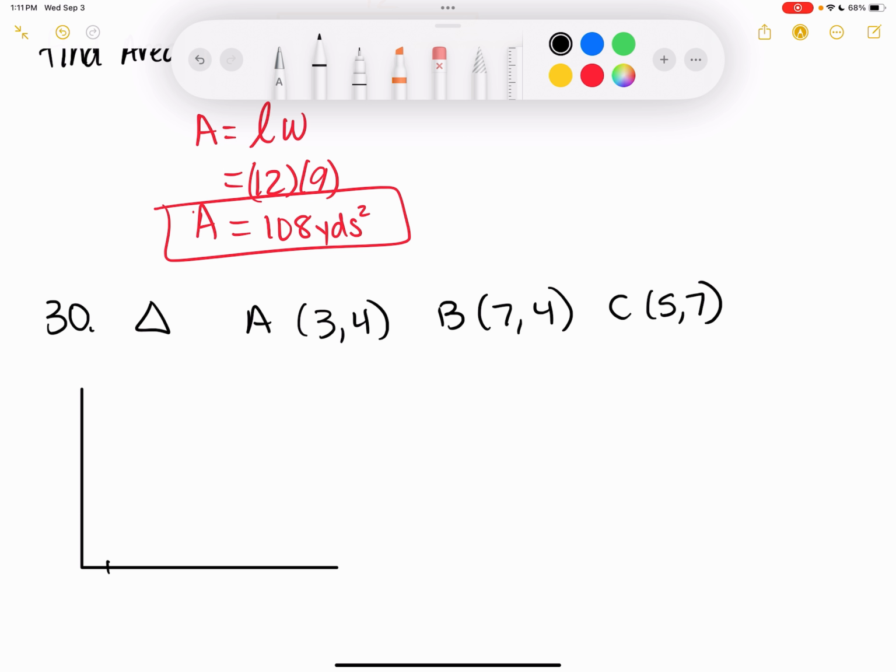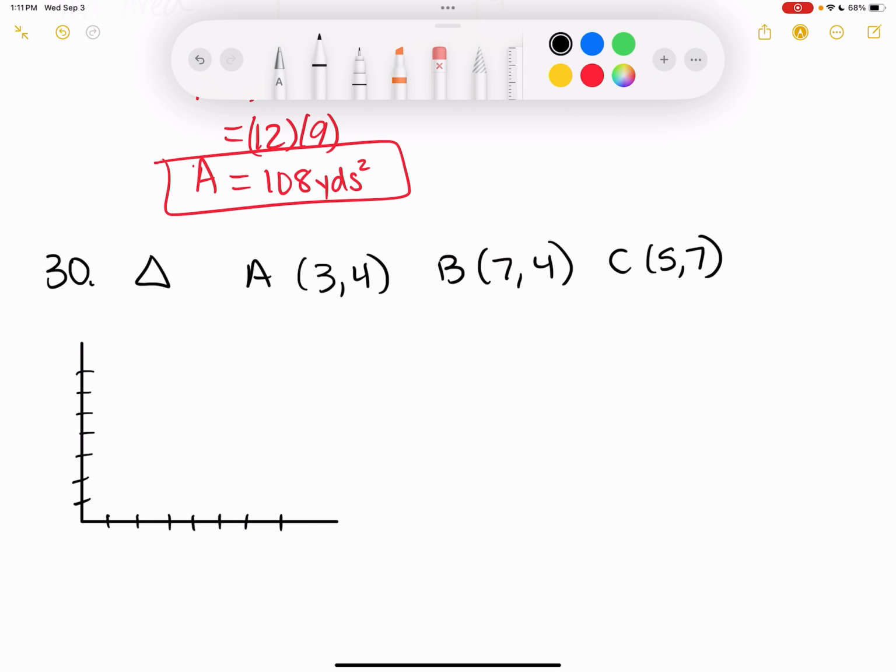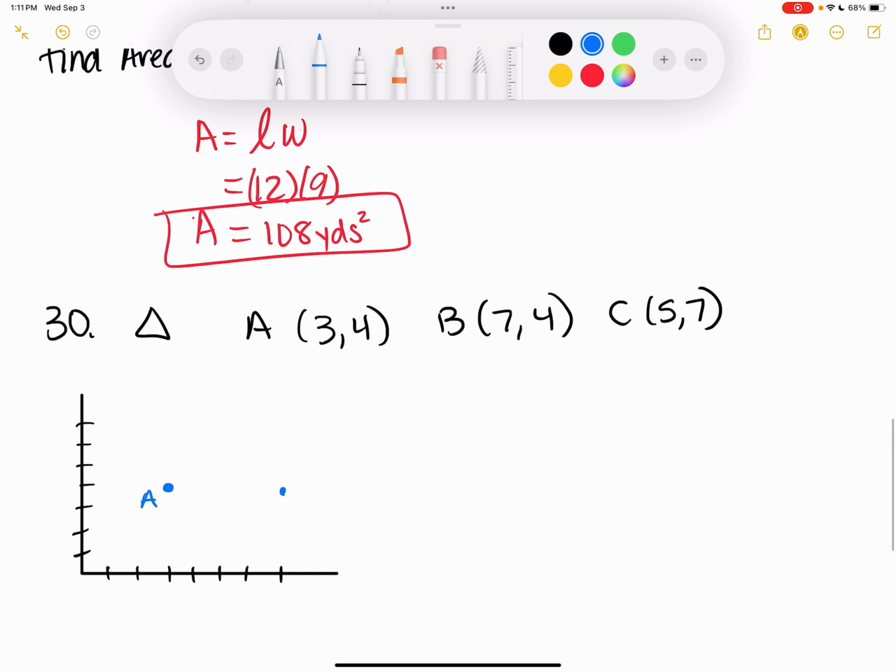My x values go out to 7, so I went out to 7 tick marks here. Y values go up to 7, so I'm going to go up to 7 tick marks here. And then I'm going to just plot these points. Again, it's just kind of a rough sketch. So I have a point at (3, 4), so over to 3, up 4. That's point A. B is (7, 4), so there's 7, up 4. And then C is (5, 7), so over to 5, up to 7. And I have a triangle here.